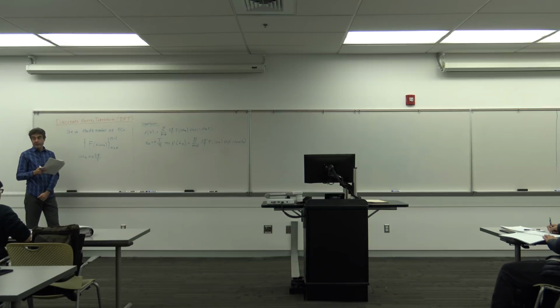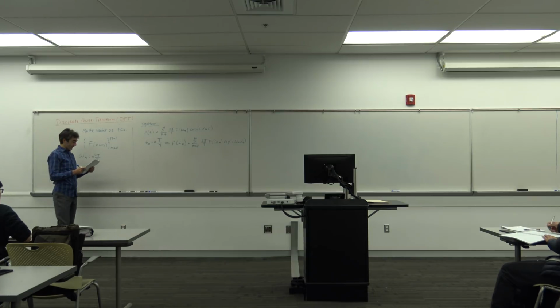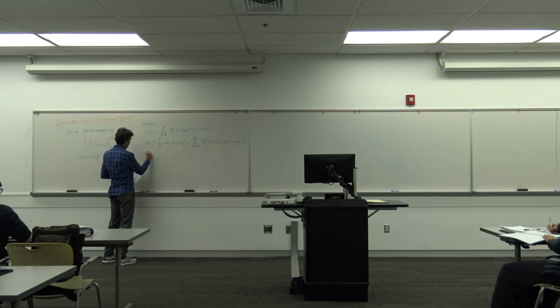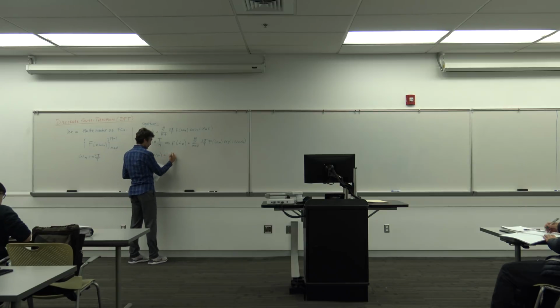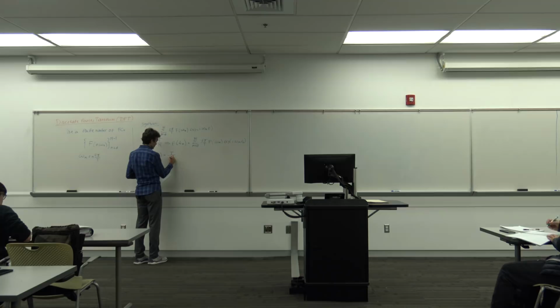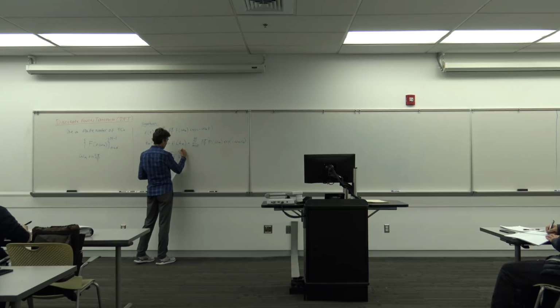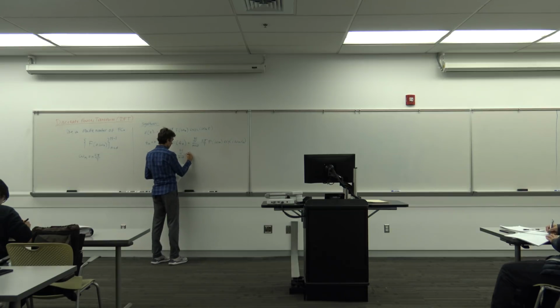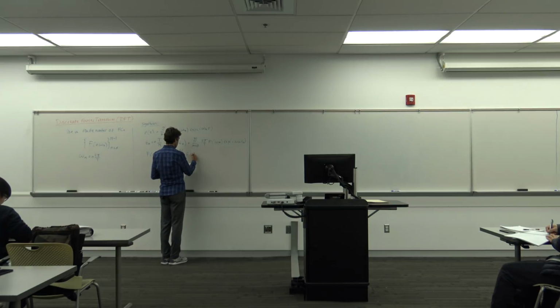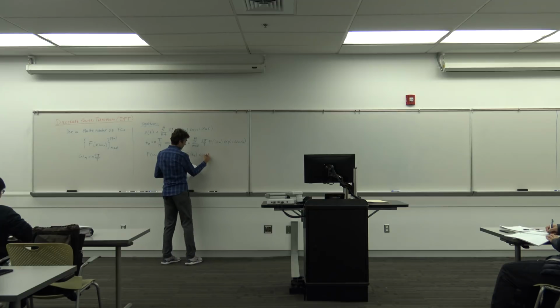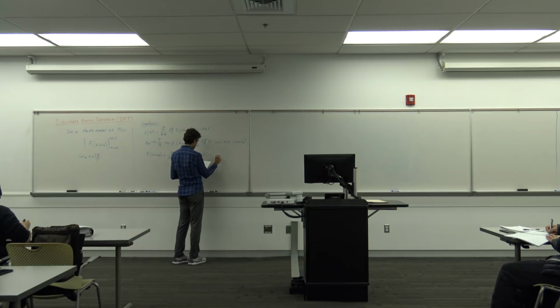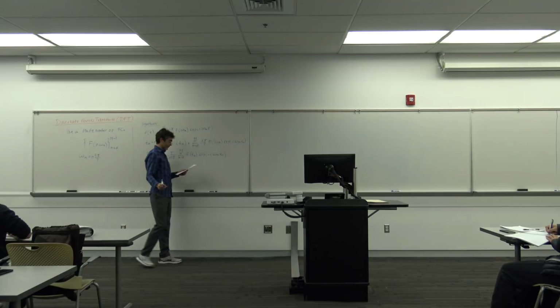And repeating the same argument as before, we get the analysis: F of omega m is equal to T over 2 capital N pi, the sum from 0 to N minus 1 of f of t n, the exponential, now the inverse, because I'm going back, so negative i omega m t n, right?